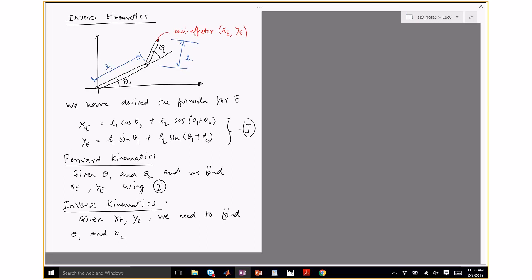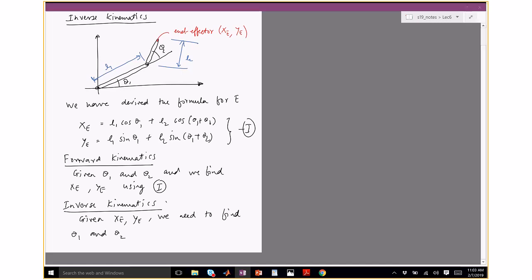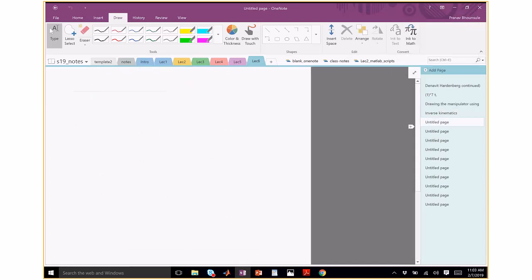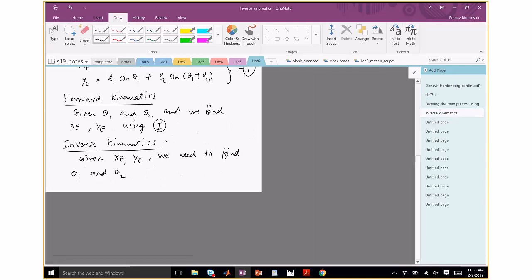So the question is, how do you solve for inverse kinematics? Because most of your problems are fetch the glass or draw this. So you're given xe, ye, find theta 1, theta 2. For that, I'm going to introduce solving nonlinear equations, and this is something you've probably done in your numerical methods class. So let me write down here before we move on. Actually, let me write it on a new page.